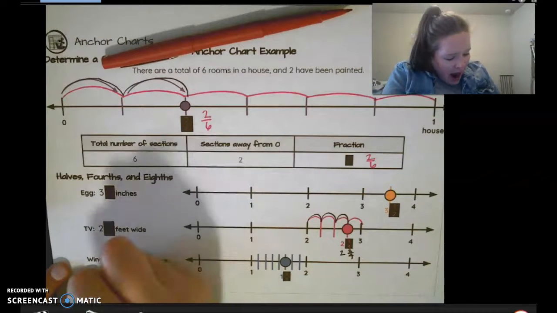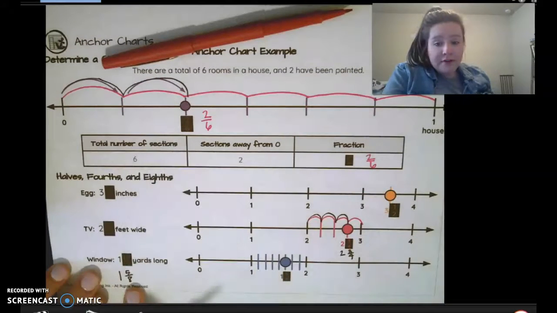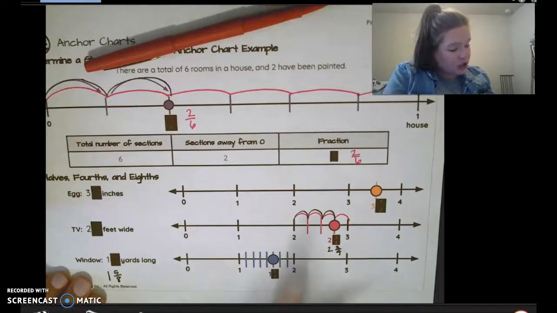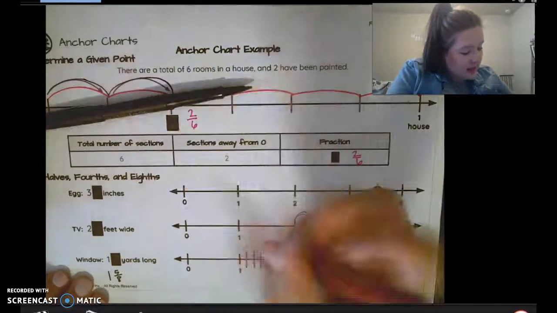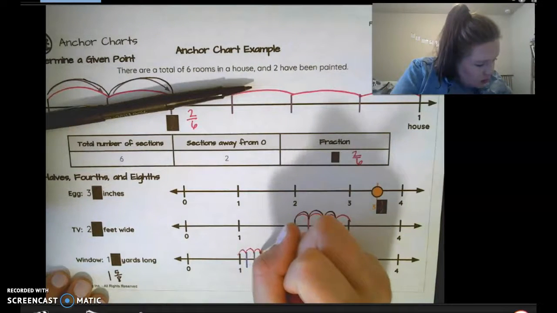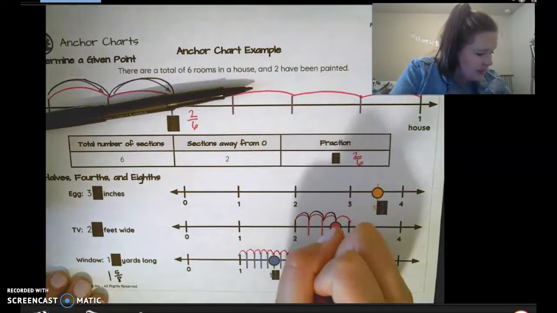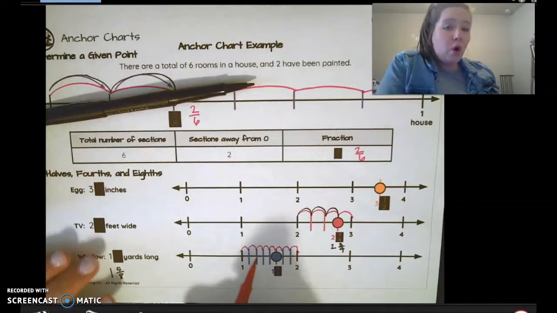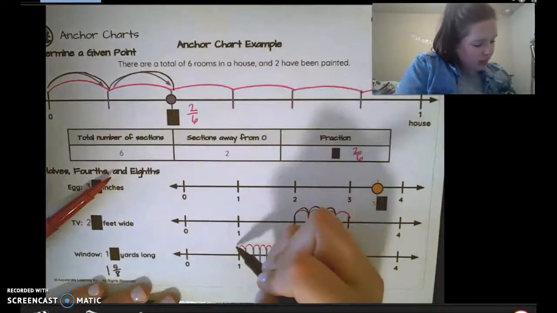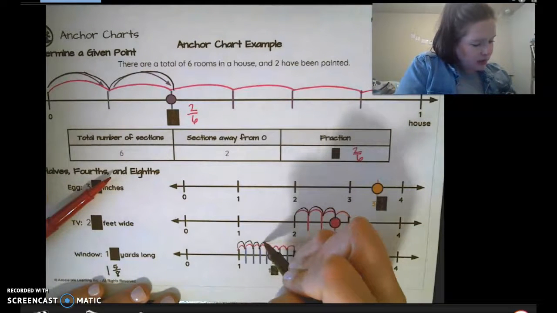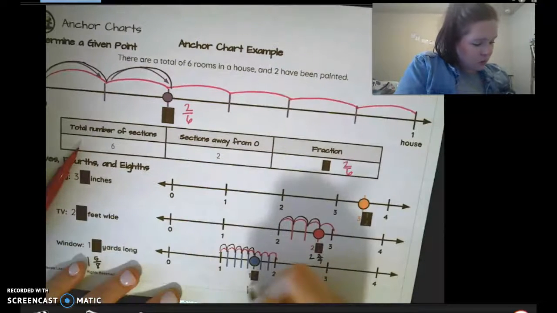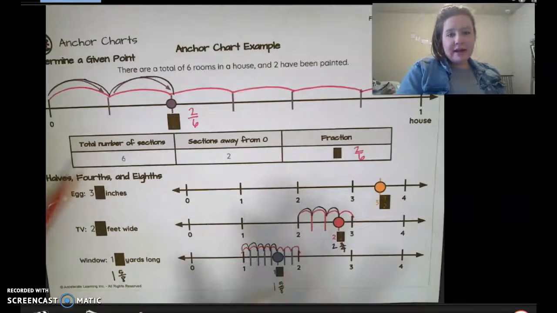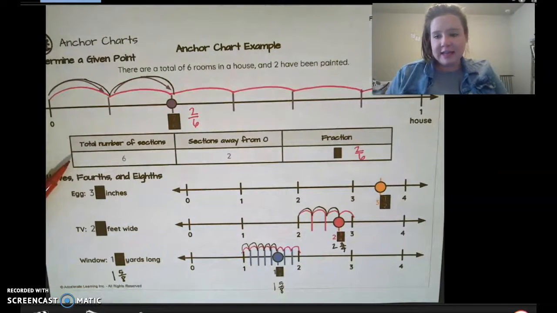1 5/8. 1 5/8 is going to be between the whole numbers of 1 and 2. And then they cut these up into 1, 2, 3, 4, 5, 6, 7, 8. You have 8 sections or 8 spaces between the whole numbers of 1 and 2. 1, 2, 3, 4, 5. So they went 1 5/8. Okay, we're going to take this and keep practicing this in just a second.